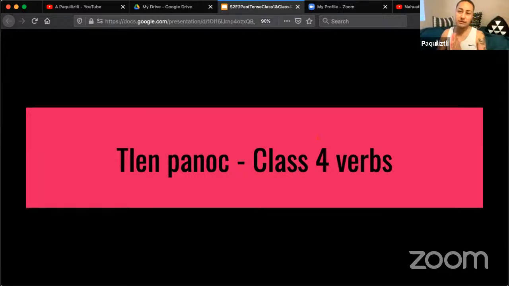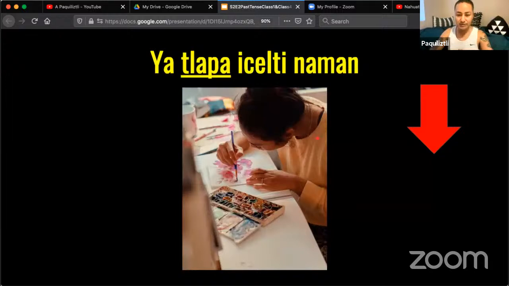But now we're gonna look to class 4 verbs. Okay, so I'm gonna give you the examples in the present tense and then give you an example in the past tense. So ya tlapa iselti naman. Okay, so you probably can figure out what tlapa means. Ya tlapa, but what does this iselti mean? Does anybody know?